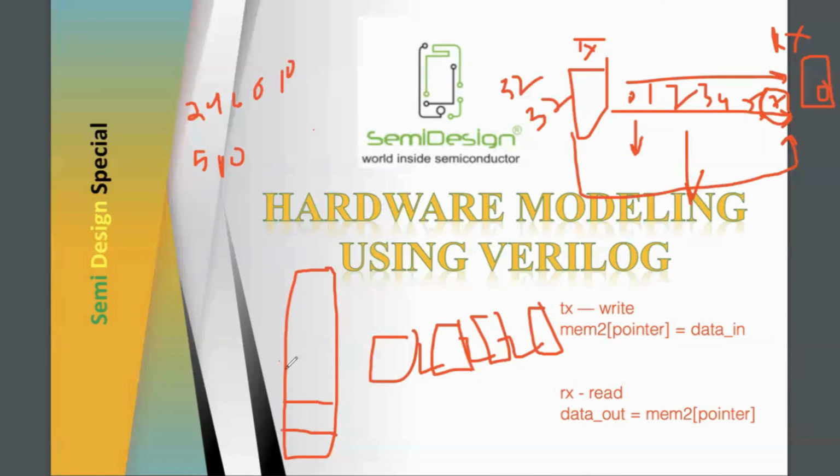In the memory, there will be n number of locations: location 0, location 1, location 2, location 3, 4, 5, 6. N number of locations are there. So mem of write pointer is equal to data input. Suppose data input equal to 5. Where are we sending this data input?